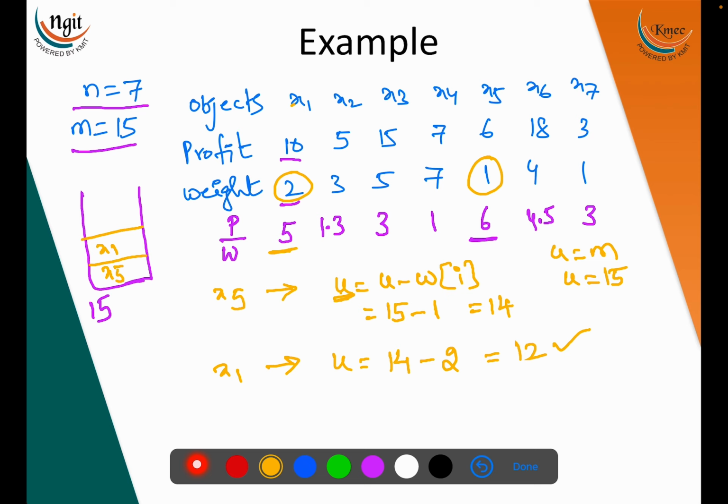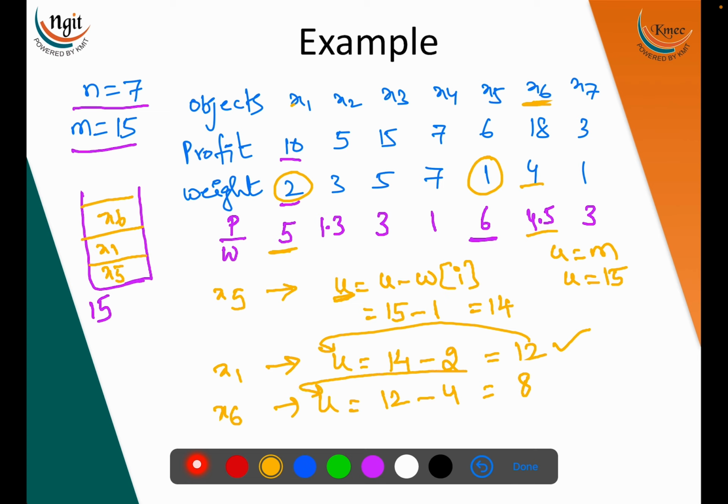Now, which item can I place? The one with the next highest P by W ratio, which is 4.5. What is 4.5? X6. I am going to place X6 in the container. When I want to place X6, U is updated to 12, right? 12 minus X6 weight. The weight of X6 is 4. 12 minus 4 is 8. Okay, now the capacity of the bag is updated to 8.